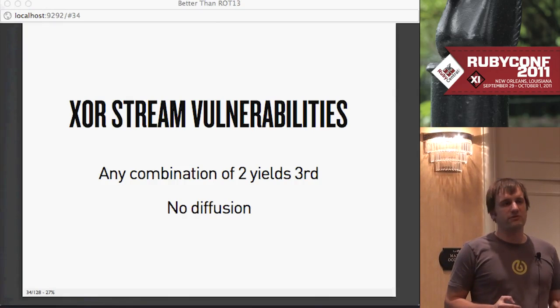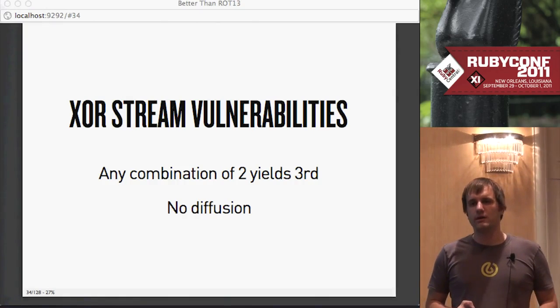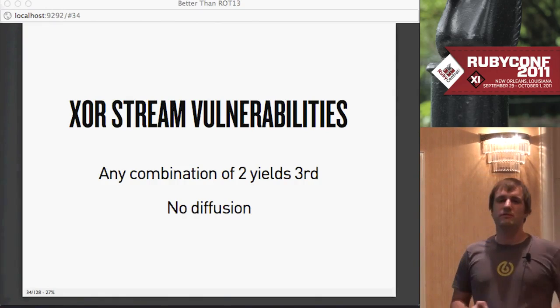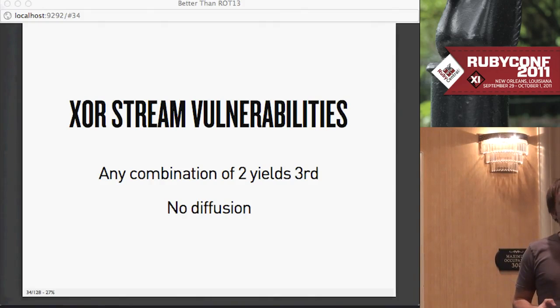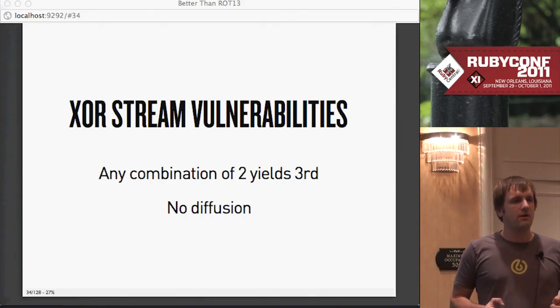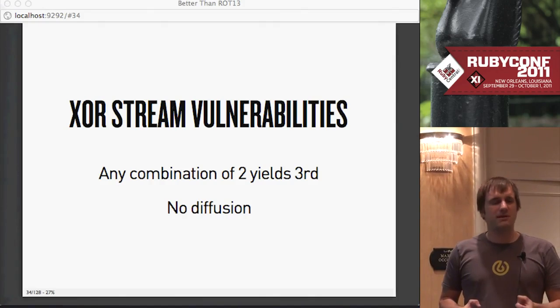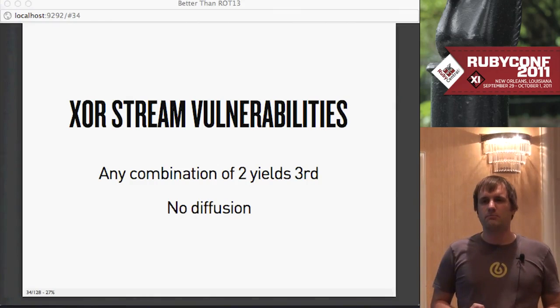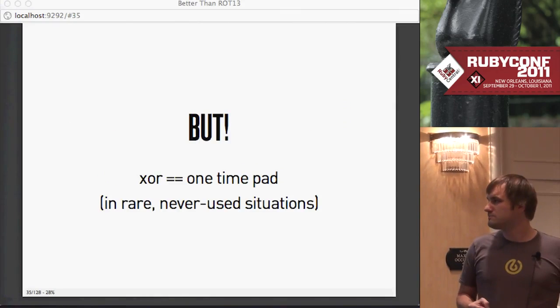There's also no diffusion. This is a topic I'm going to get into a little later. But the idea of diffusion is, or at least the absence of diffusion in XOR, is that a bit in position A in the plain text only affects the bit in position A in the ciphertext. It doesn't affect other bits in the result.